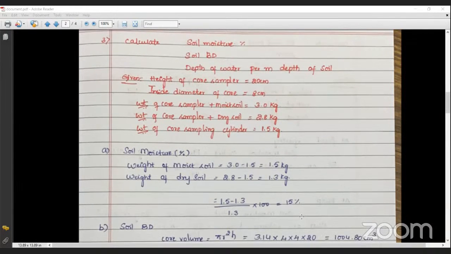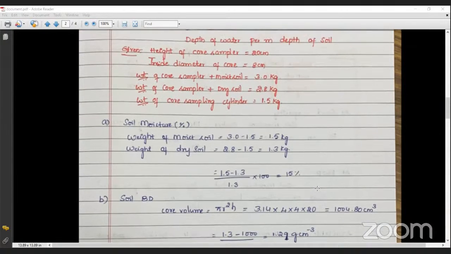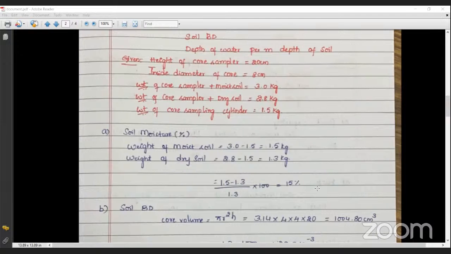So how to calculate soil bulk density? In order to calculate soil bulk density, first we have to calculate core volume. The formula is pi r square h. It is the formula to calculate the core volume. What is the pi value? The pi value is 3.14. What is the radius? How do you calculate the radius? Here they have given the diameter 8 centimeter. So 4 centimeter will be the radius, r into r. Then height, what is the height of the core sampler?